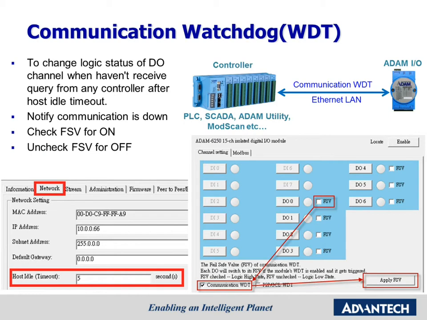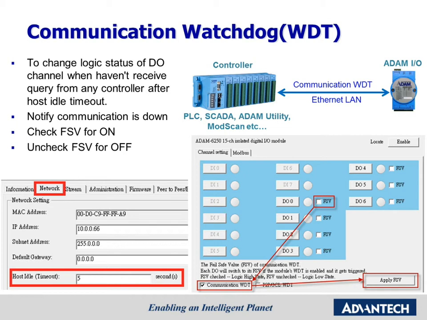Let's talk about the watchdog mechanism in ADAM. The key concept of this function is to provide a safety value on an output control module when losing connection with the controller. In other words, the DO channels of ADAM will output a safety value to the end device when they haven't received any query from the controller. This can ensure the end device is still working properly with the safety value provided by ADAM when there is a communication error in the system.